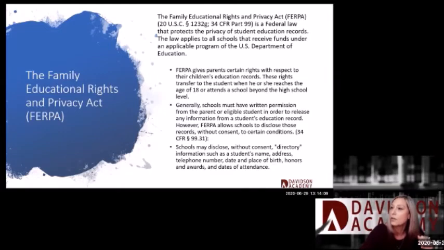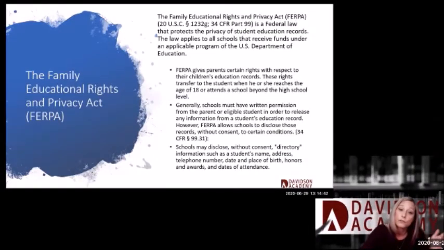But in general, we do not provide information to people who do not have an educational need to know without consent. Schools may disclose without consent something called directory information. Directory information includes information such as the student's name, address, telephone number, date and place of birth, awards, and attendance. But when school years start, we share that information with parents, and parents have the opportunity to opt out of us sending out that information.